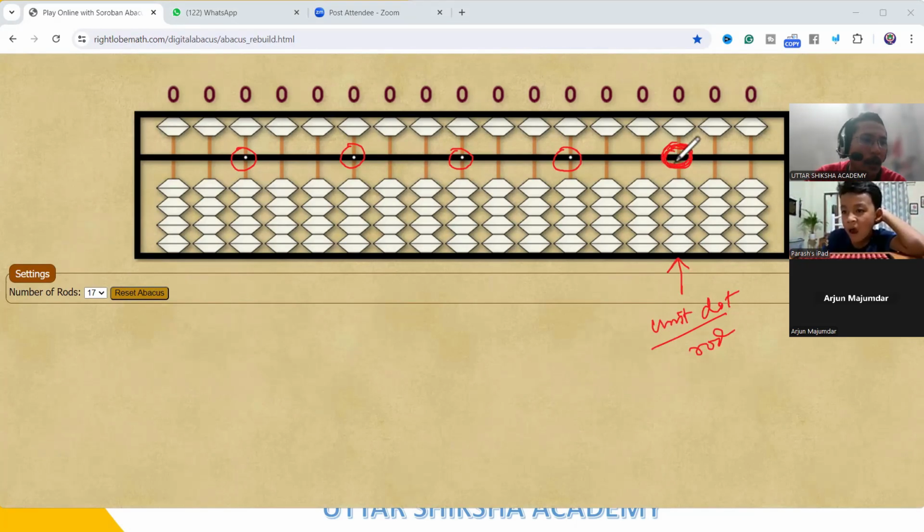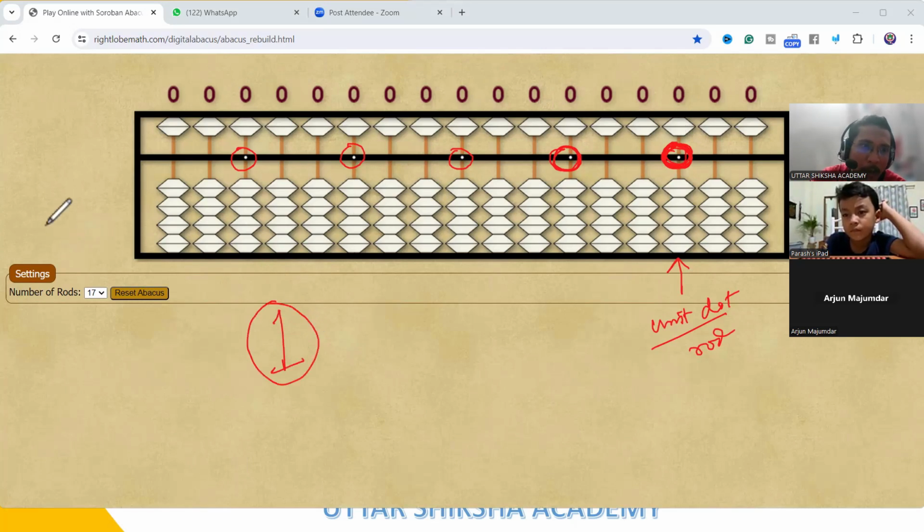Okay. Now, how to represent? You can choose any unit dot rod, but I will prefer you to choose the last one always. Always pick the last unit dot in your abacus to represent a number. Now, how to represent a number? We are learning now how to represent one in this abacus. So to represent one, what you have to do?